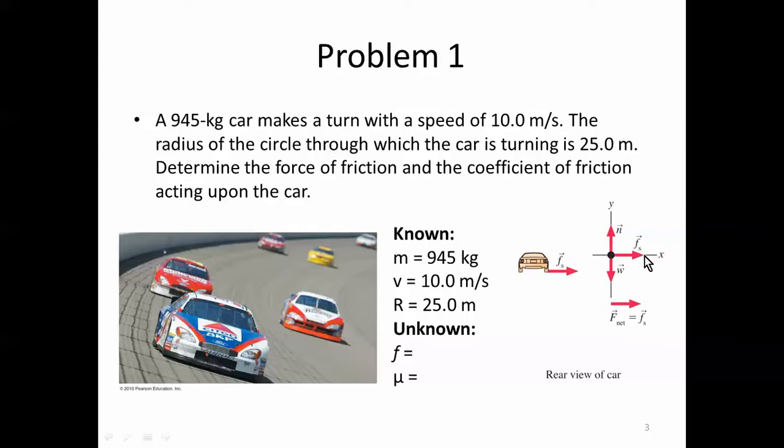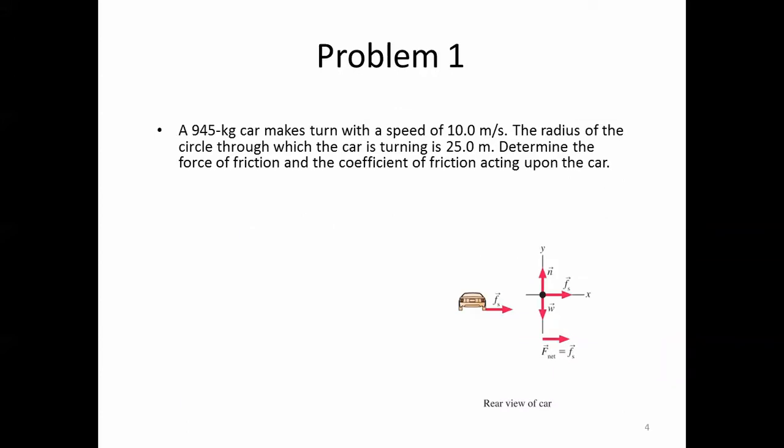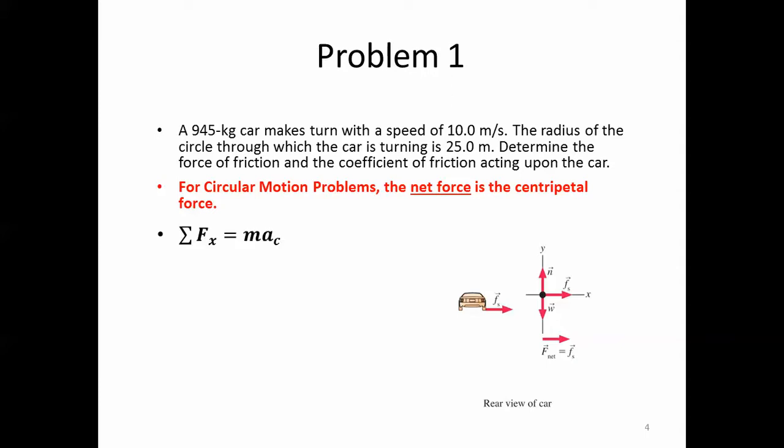So to solve this problem, after you've drawn your free body diagram, we're going to do the sum of forces in the x and the y direction. For circular motion problems, the net force is going to be the centripetal force. It's going to be the net force acting on the object. So the sum of forces in the x direction, which we normally say is ma sub x, in this case it's going to be m times the centripetal acceleration.